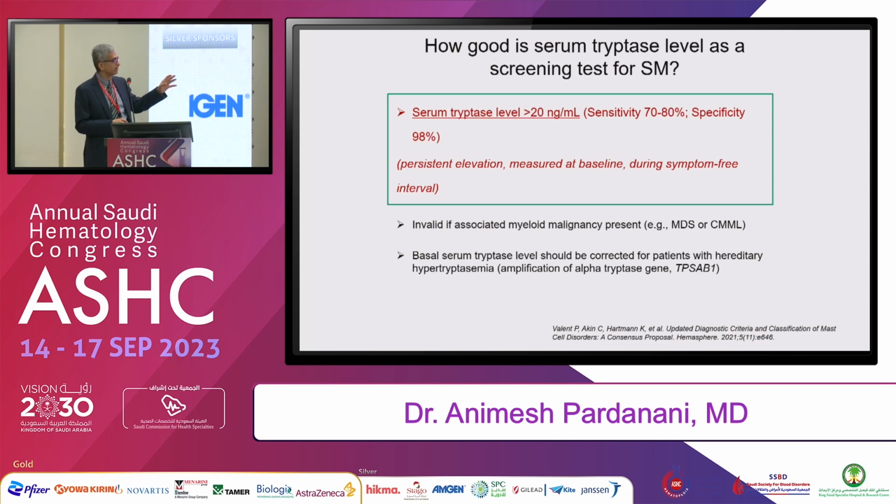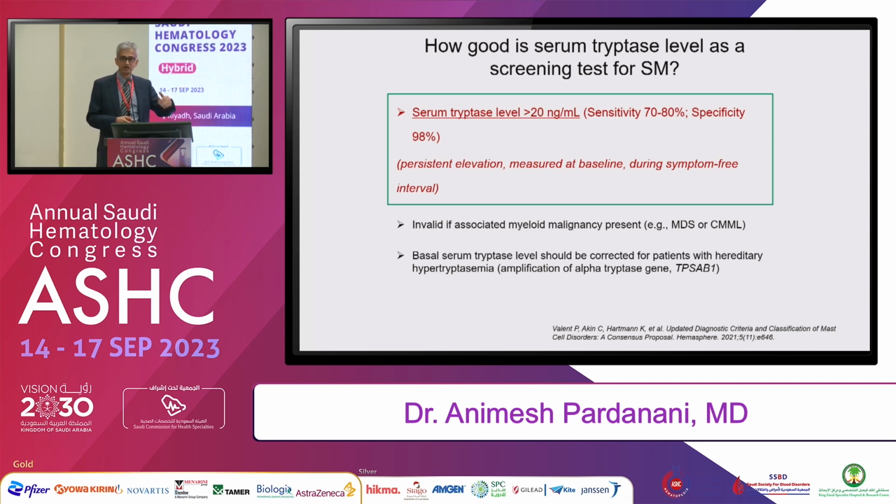And the final minor criterion is demonstrating an increased serum tryptase level. For the purpose of the diagnosis, the cutoff is 20 nanograms per mil, and it is fairly specific as long as you're measuring this at baseline, so when the patient is not having symptoms, and if you can show that it is persistently elevated.